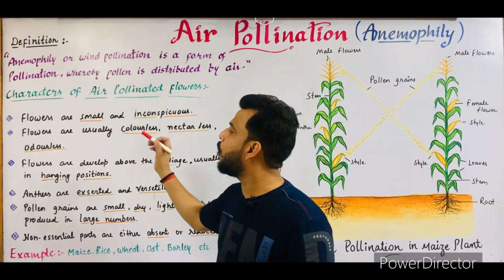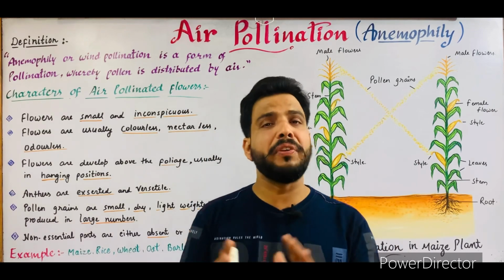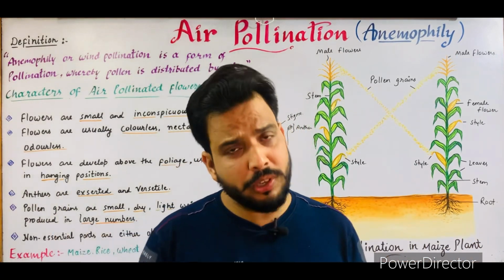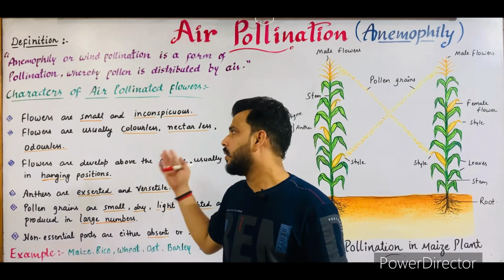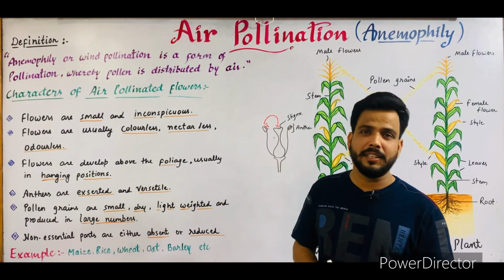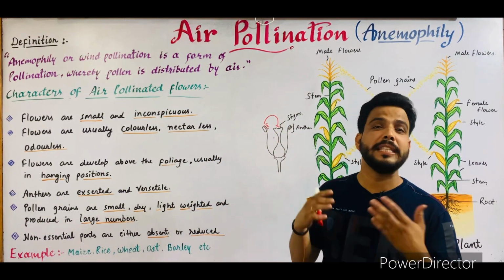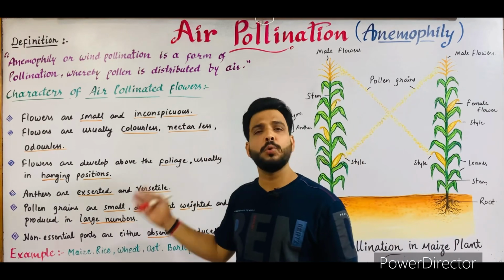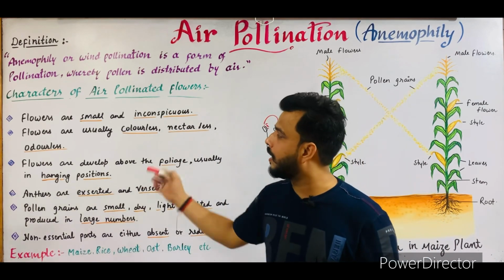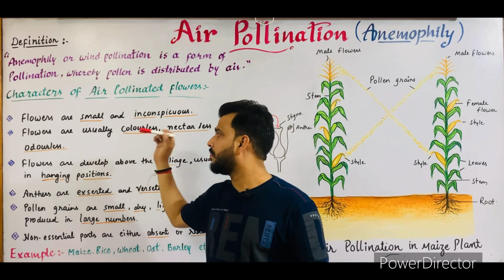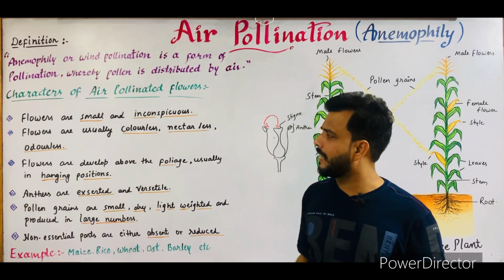Now the third point is odorless. Odorless means no fragrance. Fragrance is essential to attract insects, but these flowers are not going to attract the insect or complete the process of insect pollination, so there is no need of a good fragrance, so they are odorless. So the second point is: the flowers are usually colorless, nectarless and odorless.